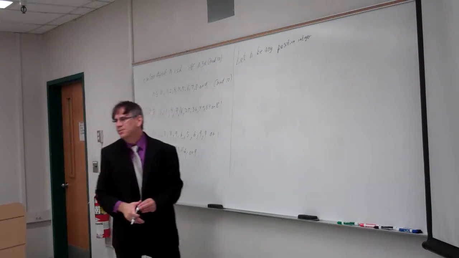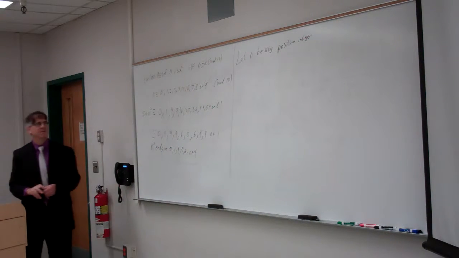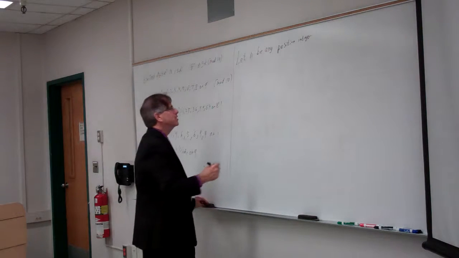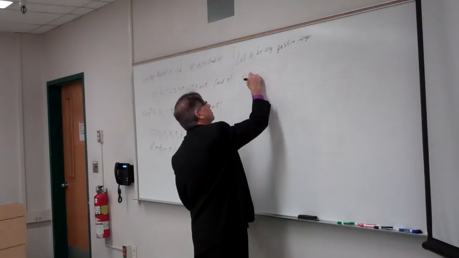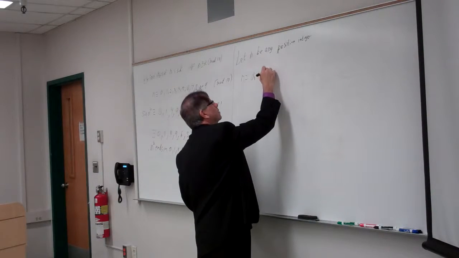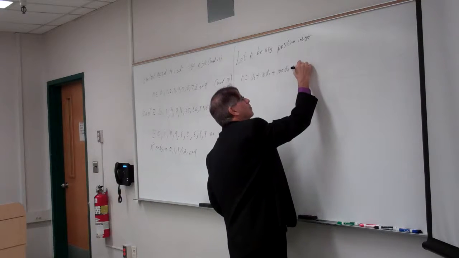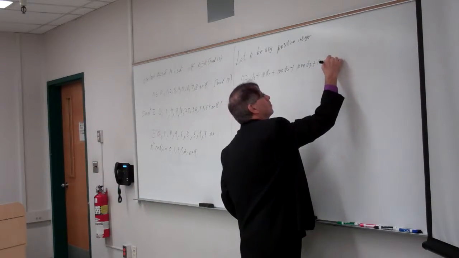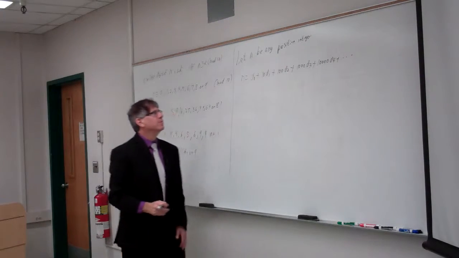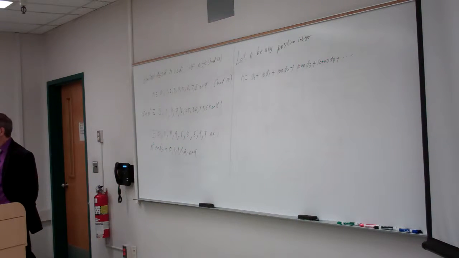I'm just going to say positive to simplify things. Let n be any positive integer. Well, we know that we can write n as the following sum. Powers of 10 multiplied by digits. Right, this is the decimal expansion of a number.